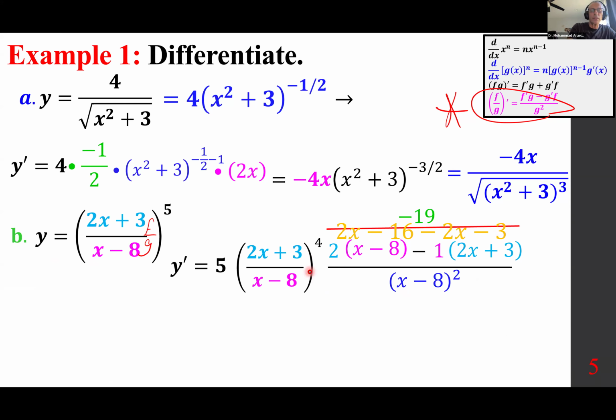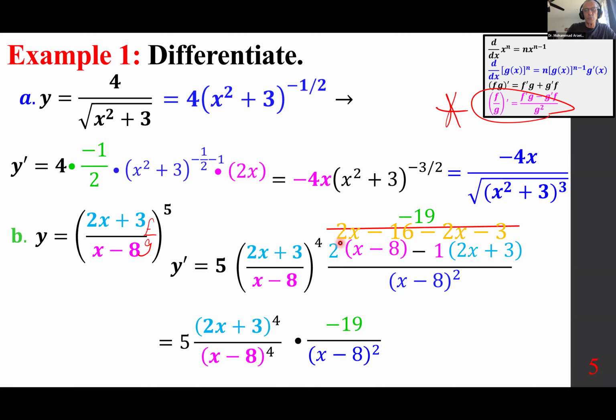This one, I want to rewrite this as 2x plus 3 to the power of 4, x minus 8 to the power of 4. So it becomes clear the power of 4 pertains to both the numerator as well as the denominator. So we have a fraction bar. What's at top? This one, and this one. The product of these two is -95, 2x plus 3 to the power of 4. The product of these two is x minus 8 to the power of 4 plus 2. You add up the exponents. The final answer is -95 times 2x plus 3 to the power of 4 over x minus 8 to the power of 6. That is the final answer.